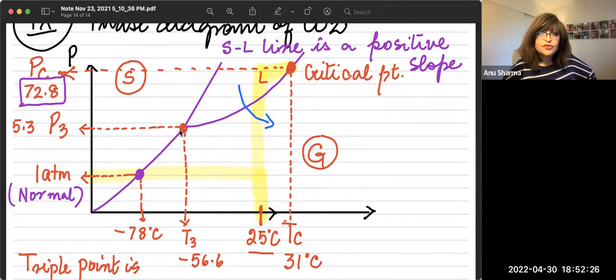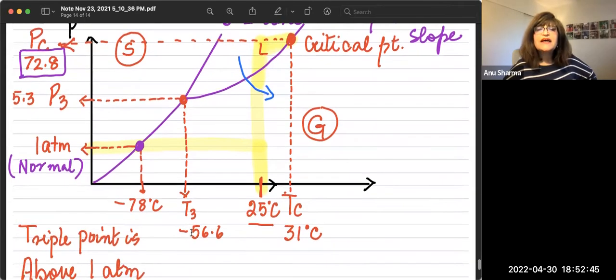This is the triple point, and that occurs at a certain pressure, and I don't know what pressure that is. I don't know why it says 5.3. Maybe I'm missing something. But anyways, the temperature is negative 56.6 degrees Celsius. So carbon dioxide can exist as a solid, dry ice, as a gaseous carbon dioxide, and as a liquid carbon dioxide at negative 56.6 degrees Celsius. This is what the triple point means.